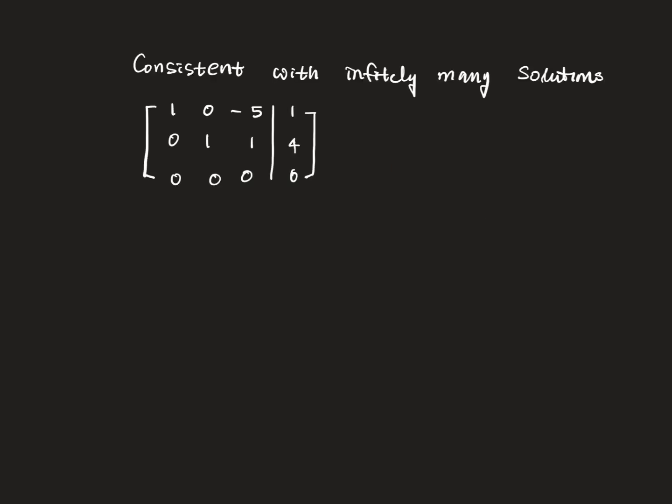So, this is the augmented matrix from the system of equations. Look at the last row, guys. You can notice that row three is all 0, 0, 0, 0. So let's change this into a system of equations. The first row is x1 minus 5x3 equals 1. The second row is x2 plus x3 equals 4. The third row is 0 equals 0.